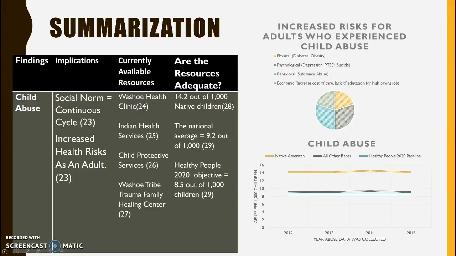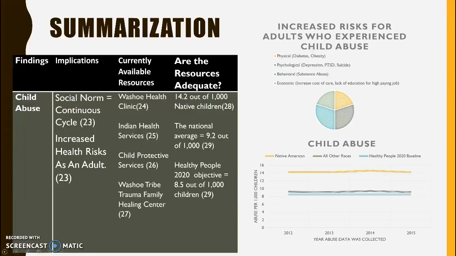Currently available, we do have the Washoe Health Clinic, which has behavioral services as well. There's the Indian Health Services, IHS, that is dedicated to serving this population. There's Child Protective Services to help protect the children that may be currently going through abuse. And the Washoe Tribe has a family healing center that families can go to deal with any trauma. Though are these resources adequate? I'm going to say no.